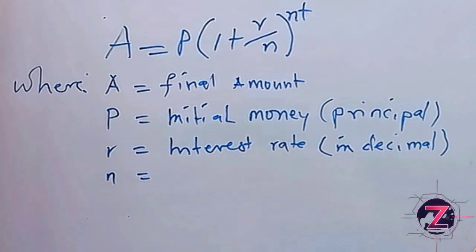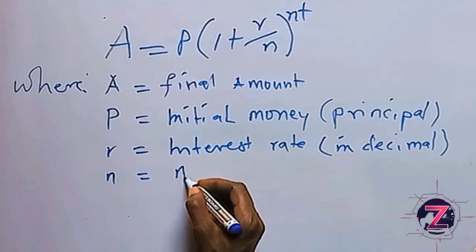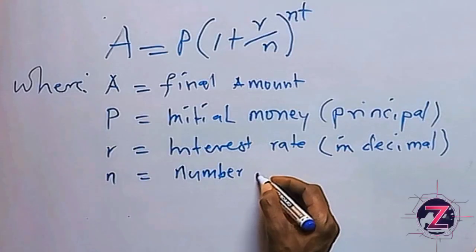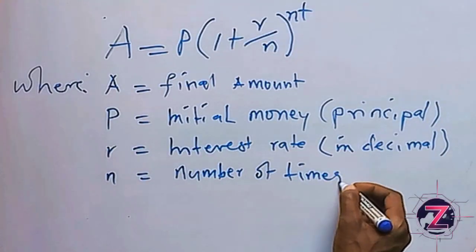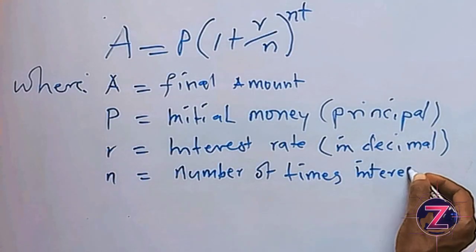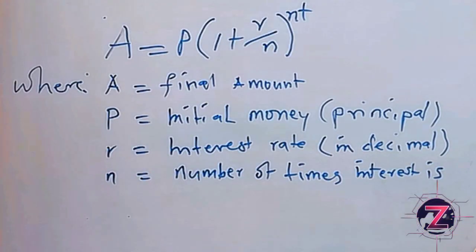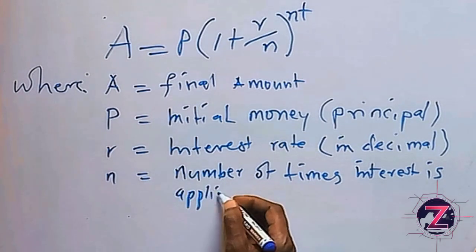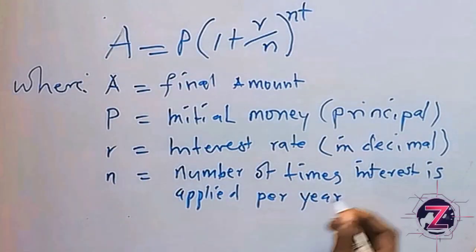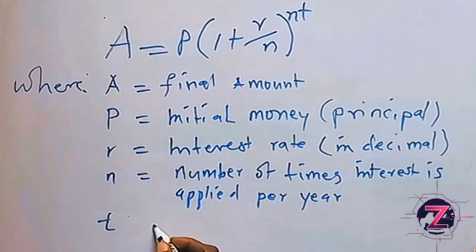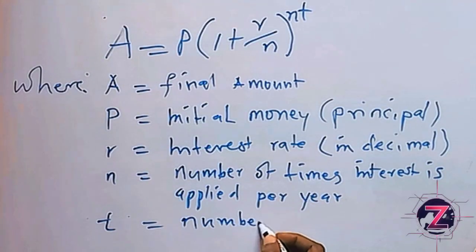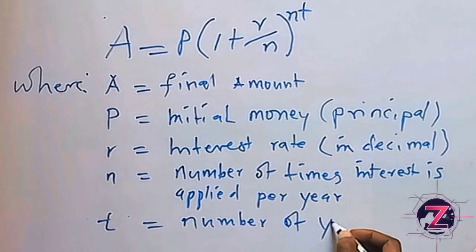N here is the number of times interest is applied per year, whereas T finally is the number of years involved.